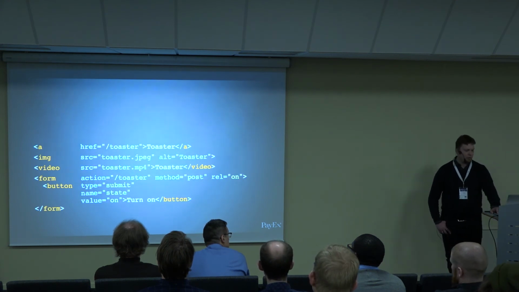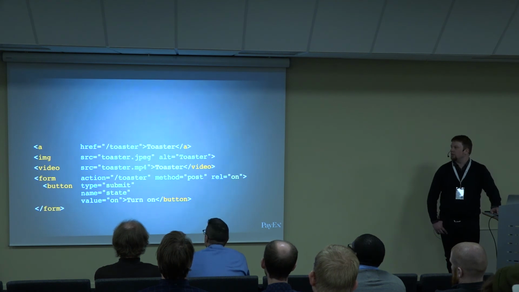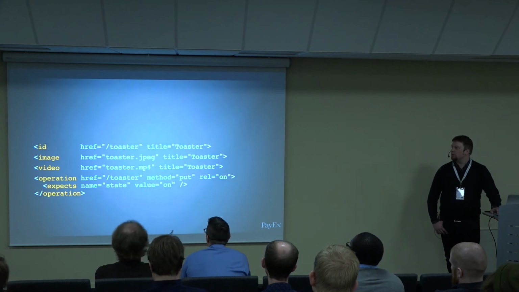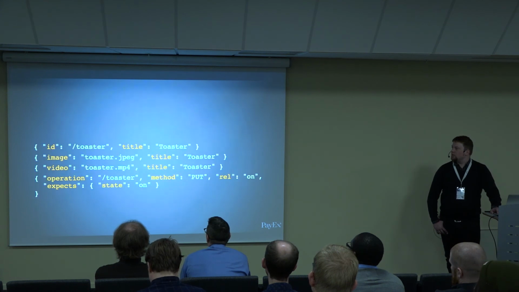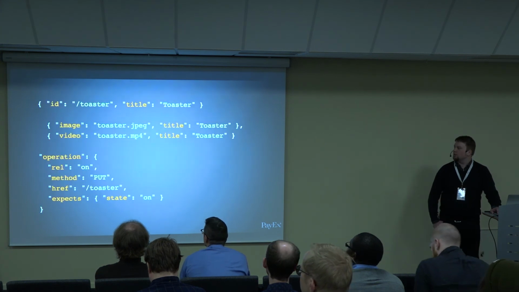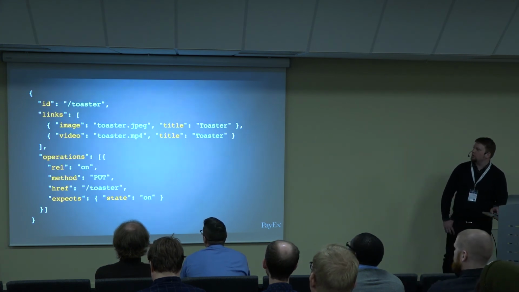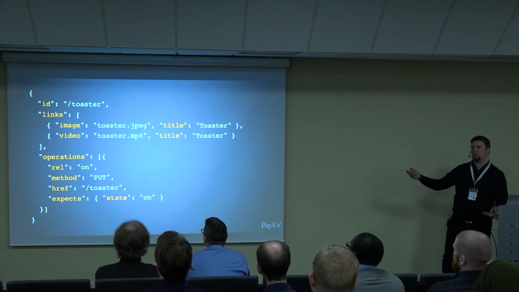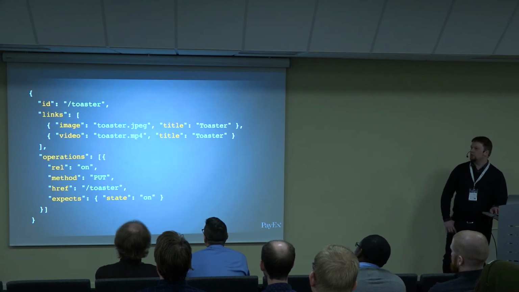Let's try to reformat these hypermedia examples a bit. If you just remove some attributes, make it more consistent, and then replace it with JSON, and then move stuff a bit around, we suddenly have a JSON document that might look like something returned from an API. Semantically, this is exactly the same as what we have in HTML, but now it's something we can use in an API.